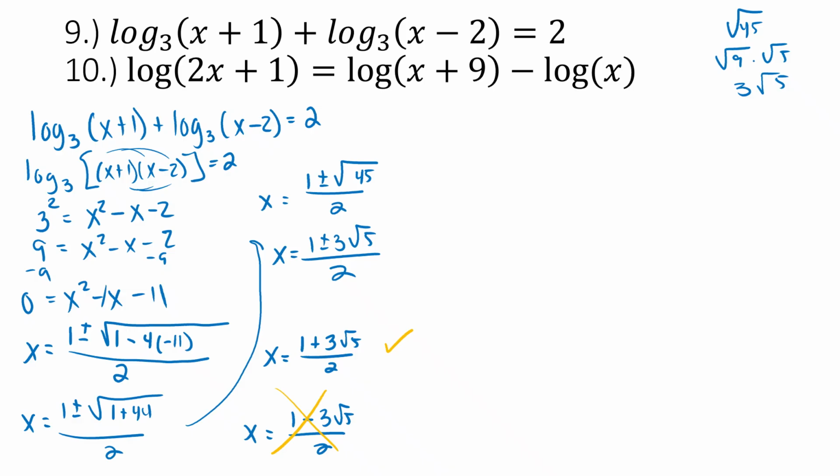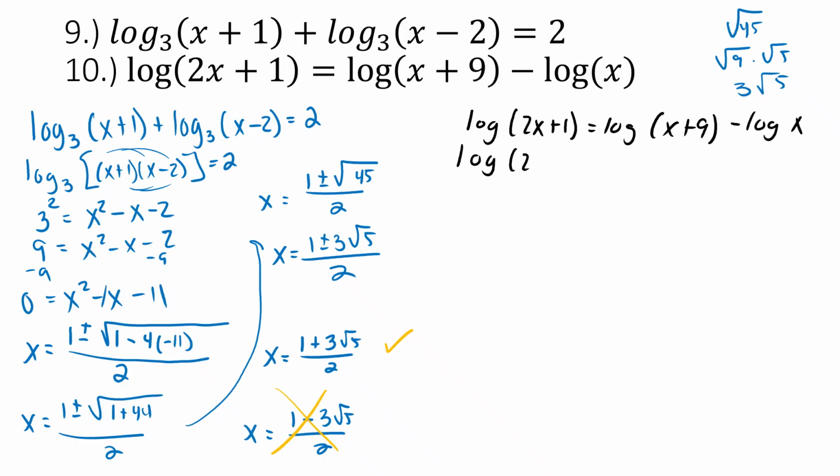All right, and last but not least, number 10. So we have log of 2x plus 1 equals log of x plus 9 minus log of x. So on the right-hand side this time, we are going to invoke the property that says if I subtract 2 logs, I can rewrite that as division. And now I can set the 2 arguments equal.